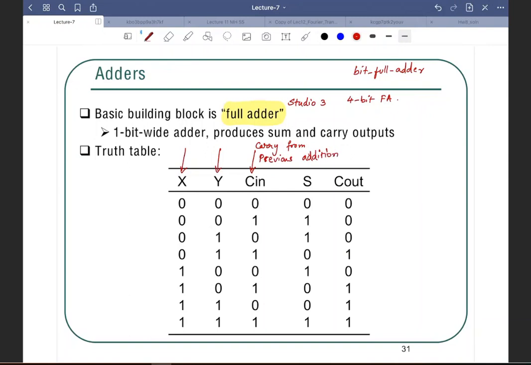X and Y are the new numbers. C in is carry from the previous addition to generate new outputs. Those are sum and carry out. So based on X, Y, and C in, which are essentially your inputs, you can have 8 different combinations. Based on those 8 different combinations, you can write out what should be the sum and what should be the carry out for those 8 combinations. So carry out, this will be what? Carry to next addition.